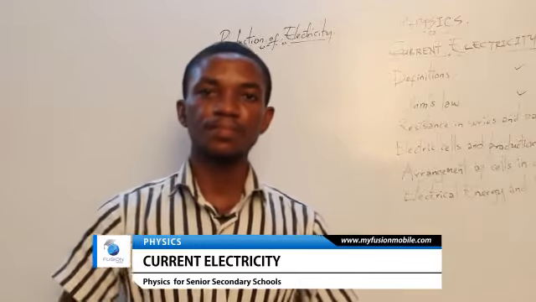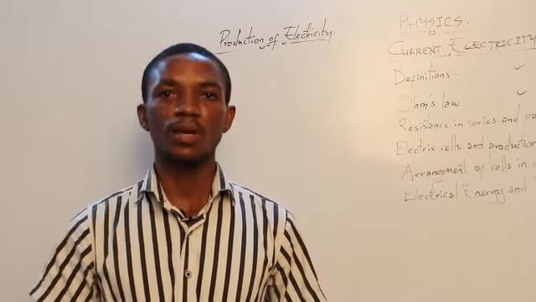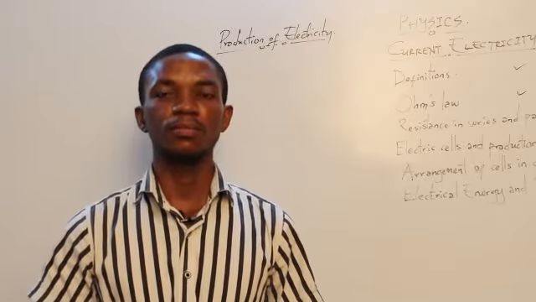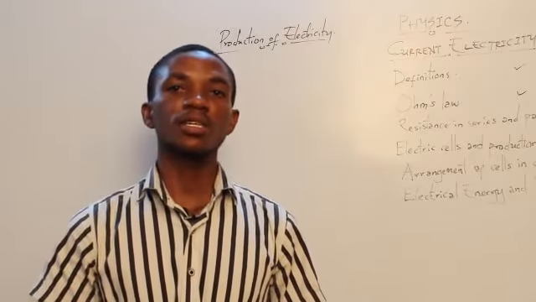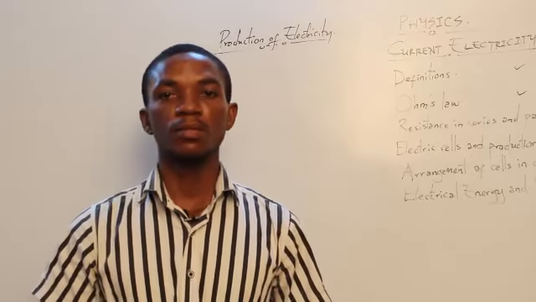Production of electricity. In our houses, we use electricity to do one or two things. So, how is this electricity we use in our house generated? Electricity can be generated through different means. One of the means is chemical.